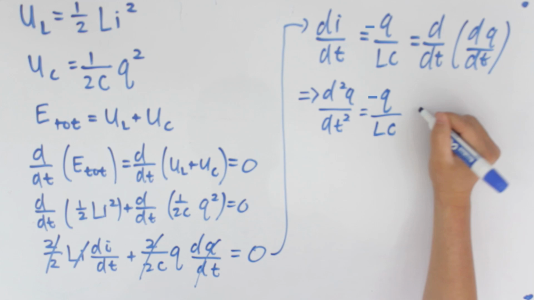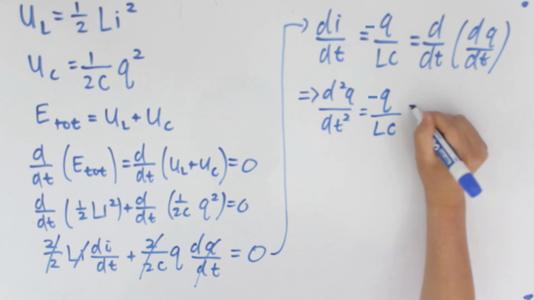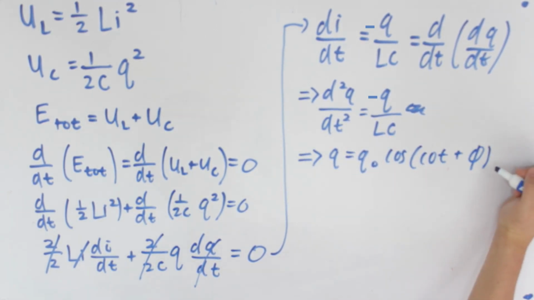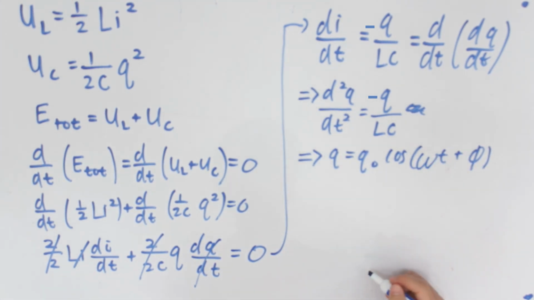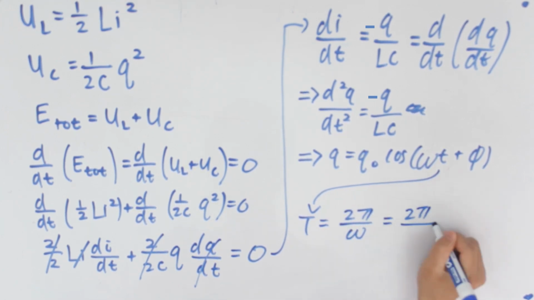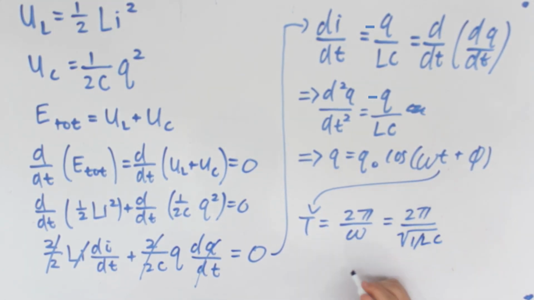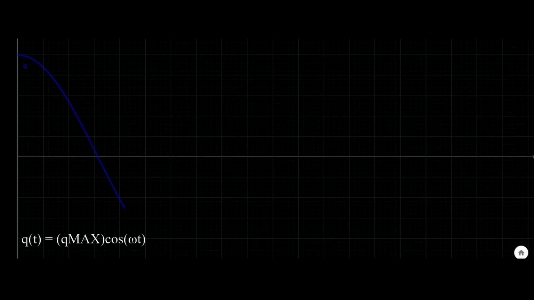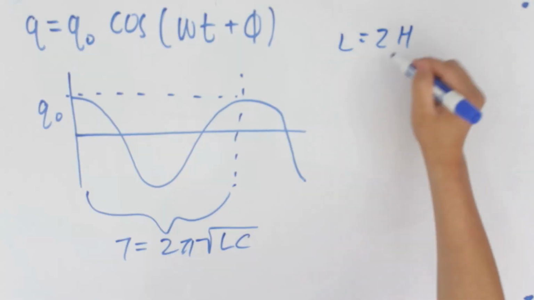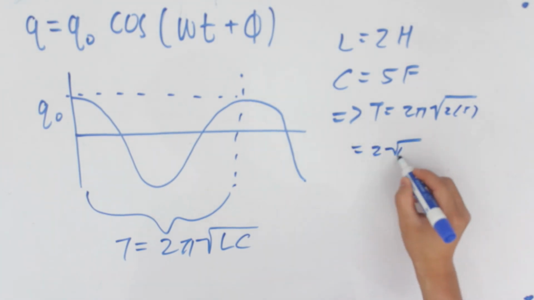Ask yourself, what function's second derivative is proportional to itself? The cosine. Now we skip much of the technicalities with the constants, but it comes down to a cosine function that matches the oscillatory behavior we described earlier. One period of this oscillation of the LC circuit is defined as 2 pi over omega, where omega equals 1 over root LC. Thus, if our inductance is 2 henries and capacitance is 5 farads, our period is 2 root 10 pi seconds. Will we be able to solve the puzzle in that time?